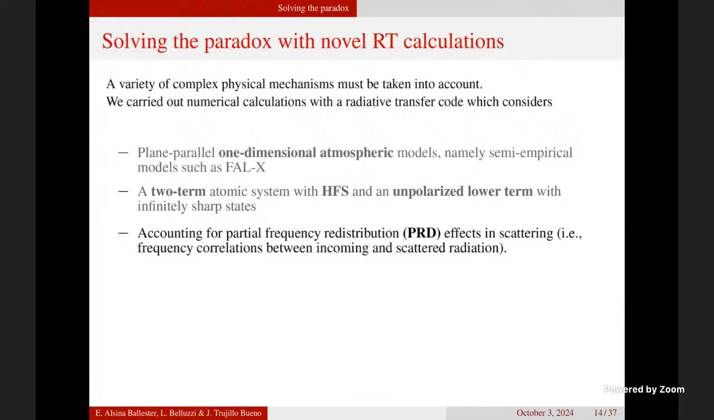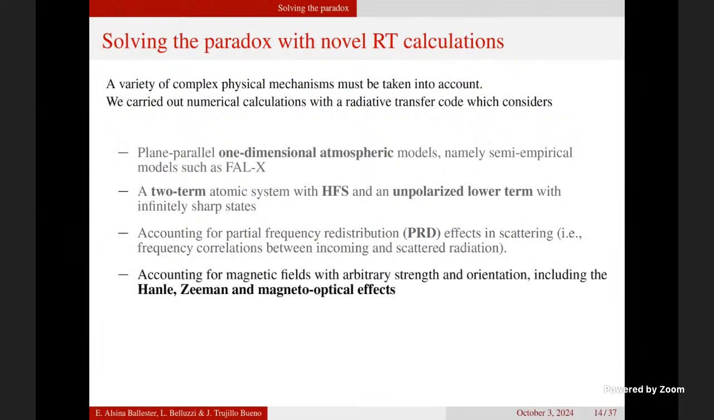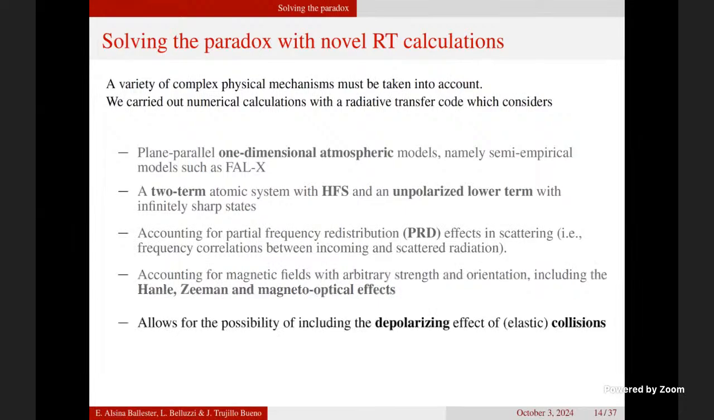Also, as mentioned, we had to account for partial frequency redistribution, or the frequency correlations between incoming and scattered radiation. And of course, the magnetic fields, accounting for the Hanle effect, the Zeeman effect, and magneto-optical effects, which I will not discuss in this talk. Also, we accounted for the possibility of the depolarizing effect of elastic collisions.